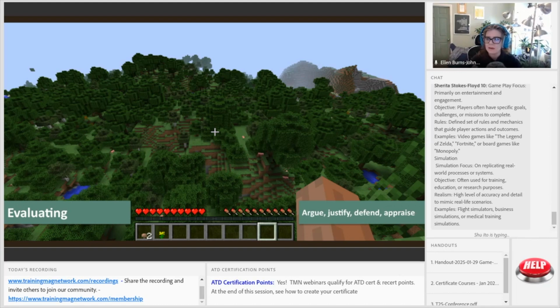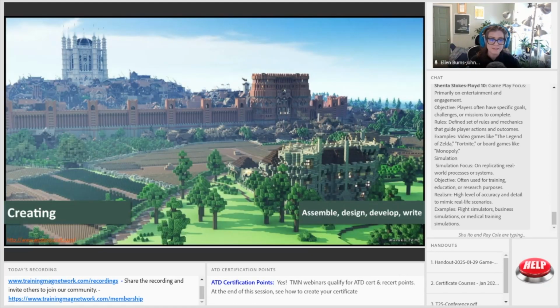Right. Okay, so that's evaluating, you're arguing, you're justifying, you're defending, you're appraising, and you're sometimes doing that internally, sometimes you're doing it as part of a conversation or as a group. And then creating. So this is a level that integrates all the other levels of Bloom's taxonomy. That's how at least it works in the model. This is about creating a product or developing a new point of view.